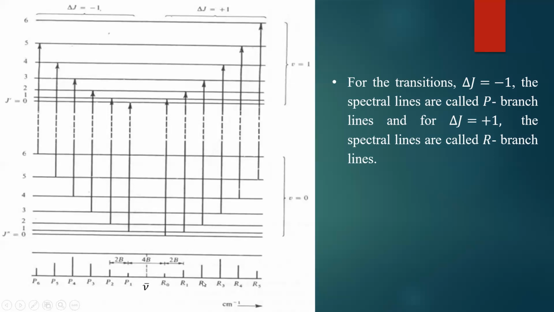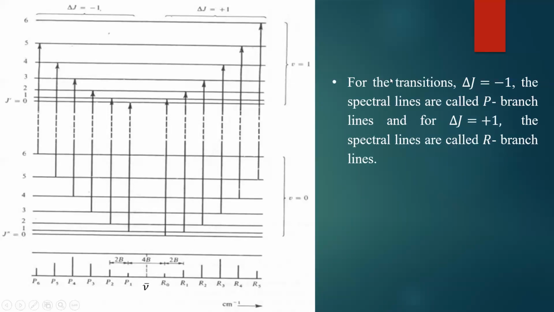You have already done an experiment on the RV spectrum. You have done the experiment on the HBr molecule, which is a diatomic molecule. And you can find P branch lines and R branch lines in the RV spectrum of the HBr molecule. And this is the concept behind that RV spectrum.